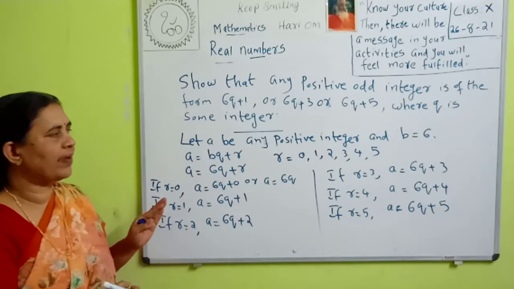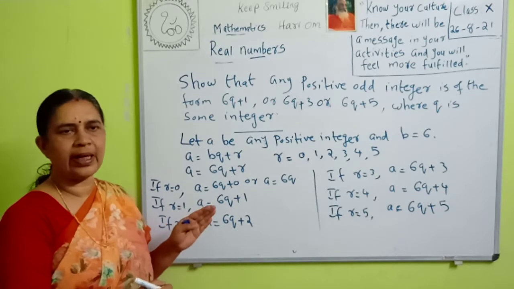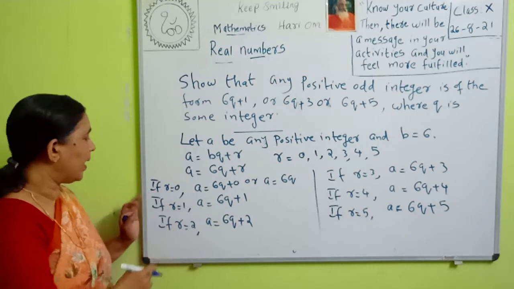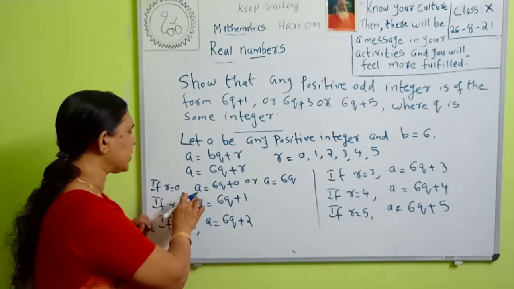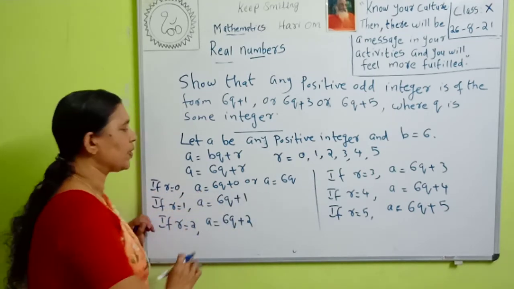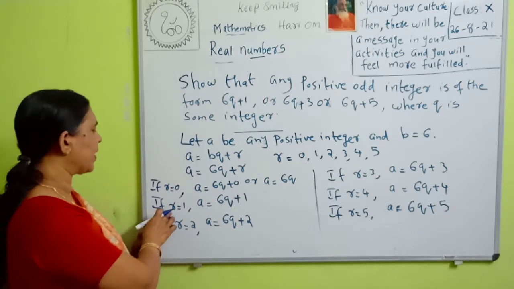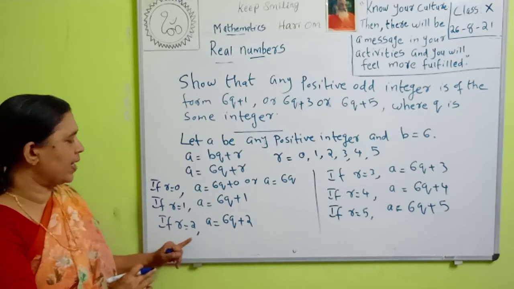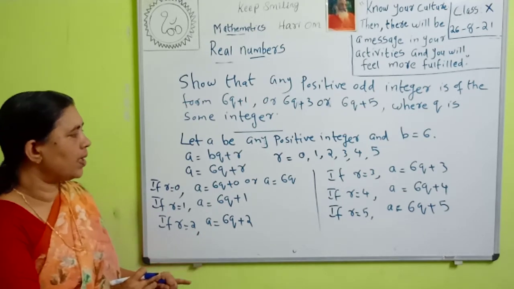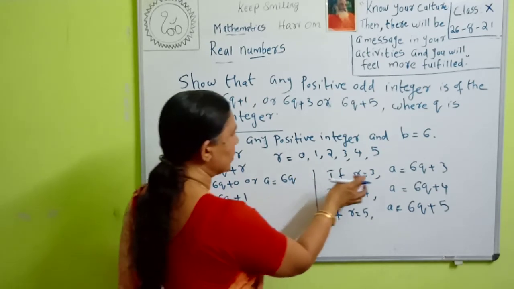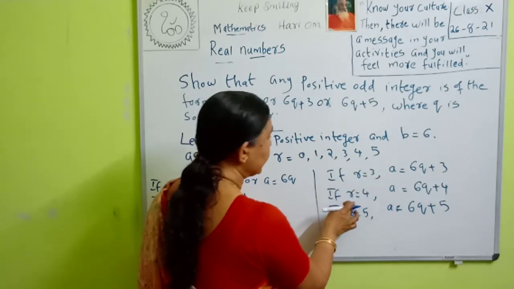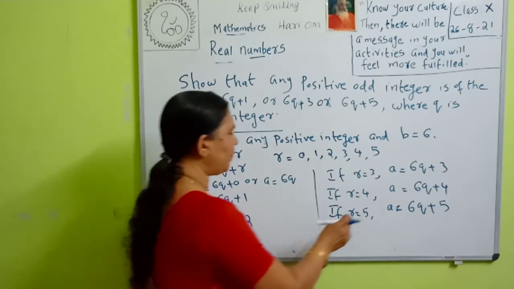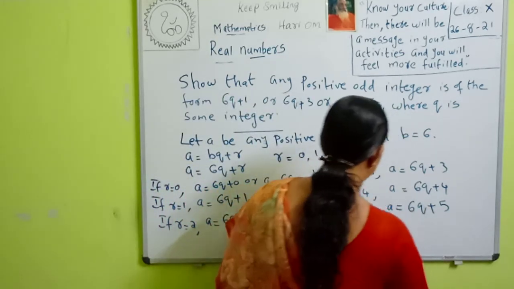Then if a number is divided by 6, what are the possible remainders? The possible remainders are 0, 1, 2, 3, 4 up to 5. Then if r is equal to 0, a is equal to 6q plus 0, or a is equal to 6q. If r is equal to 1, a is equal to 6q plus 1. If r is equal to 2, a is equal to 6q plus 2. If r is equal to 3, a is equal to 6q plus 3. If r is equal to 4, a is equal to 6q plus 4. And if r is equal to 5, a is equal to 6q plus 5.